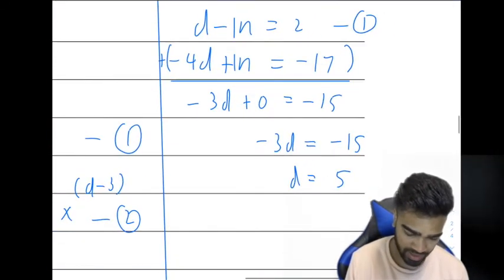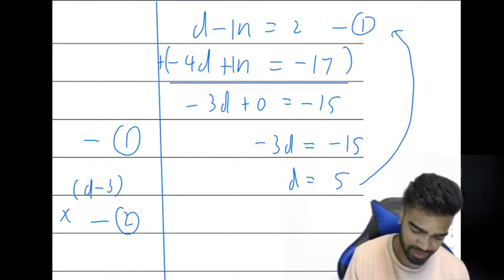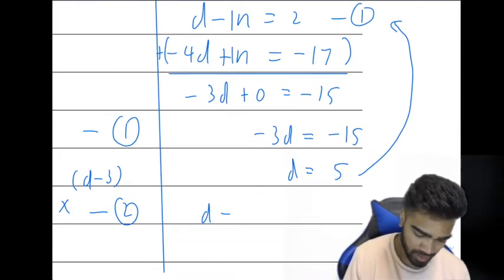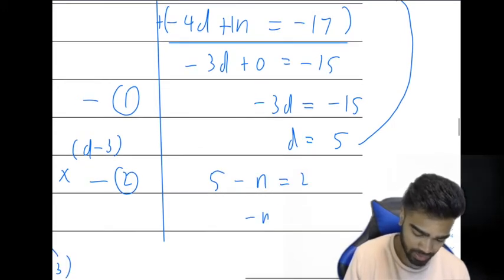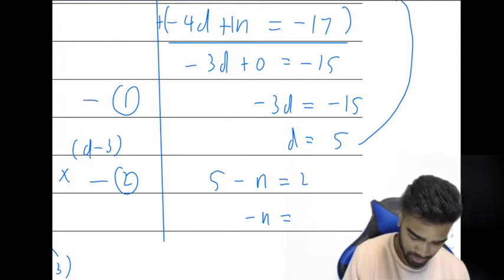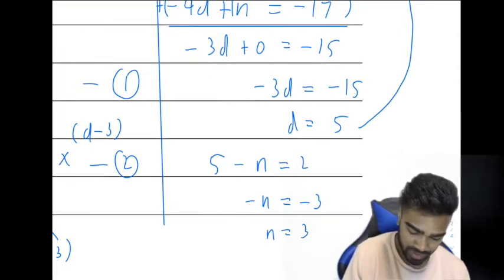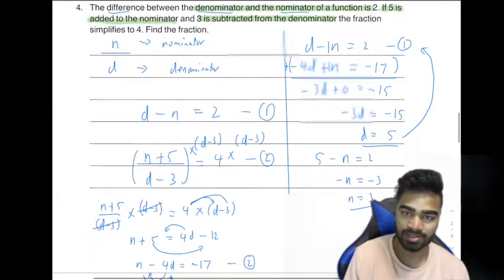Next, we need to find the numerator, n. So I'm going to sub 5 into equation number 1 because it's the easiest. So we have d, so 5 minus n equals 2. Negative n is equal to negative 3. If I take 5 to the other side, n is equal to 3, right? So we have our answer.